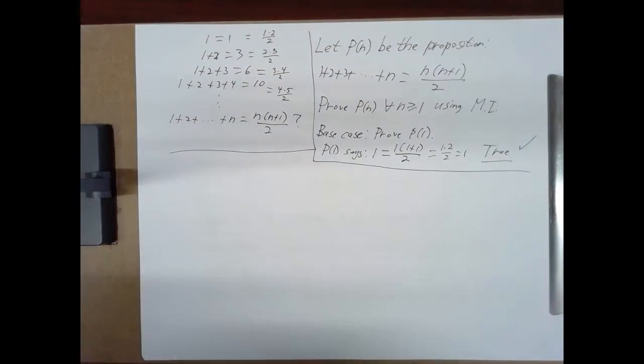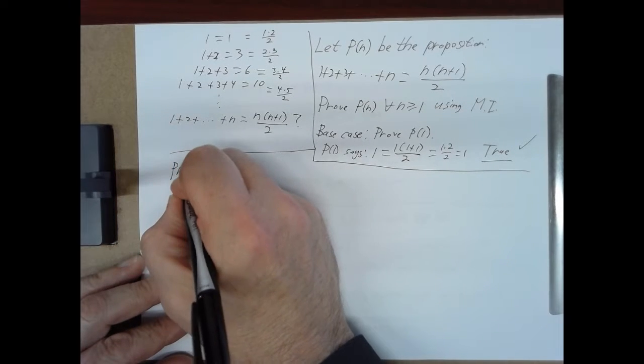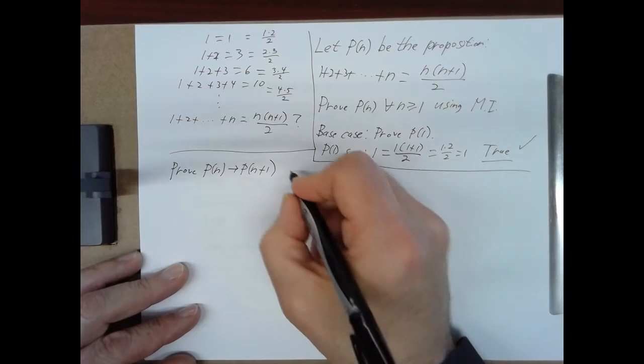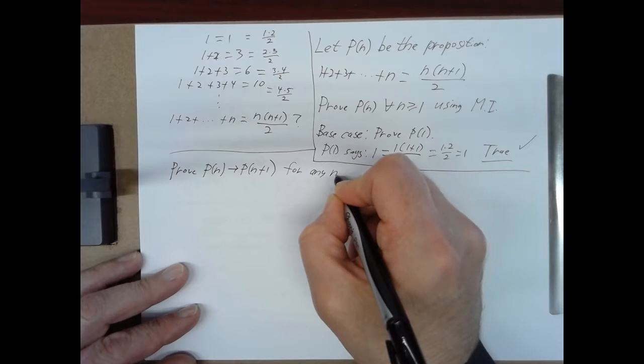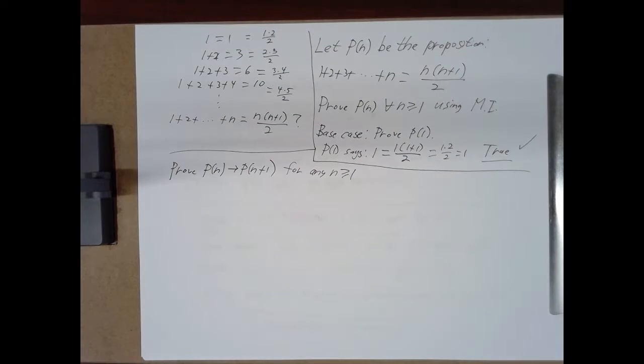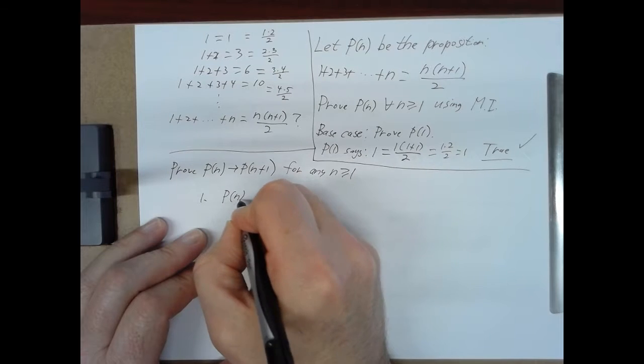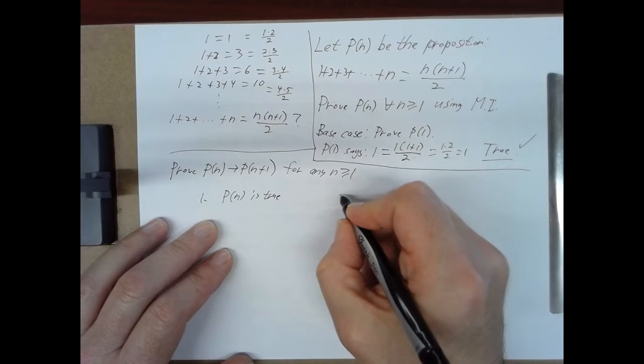All right. The other thing we have to do is prove P of n implies P of n plus 1 for any n bigger than or equal to 1. This is usually the step where you've got to do more work. Base case is usually pretty quick. So we want to prove that if P of n is true, then P of n plus 1 is true. And we've got to do a proof, chapter 3 type proof. So P of n is what we're going to assume.